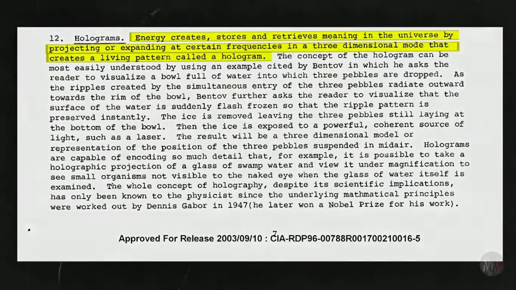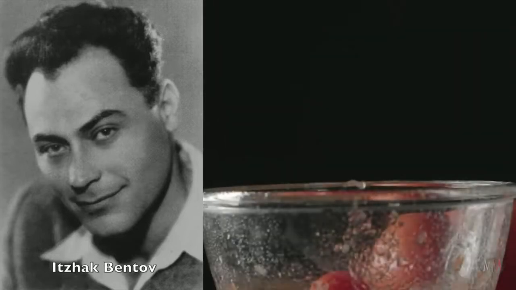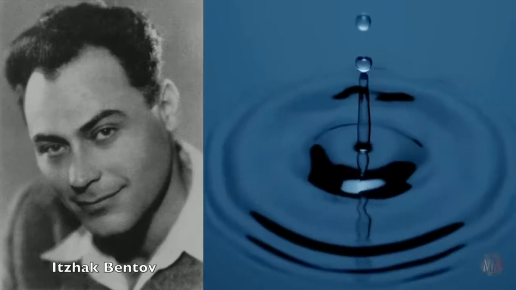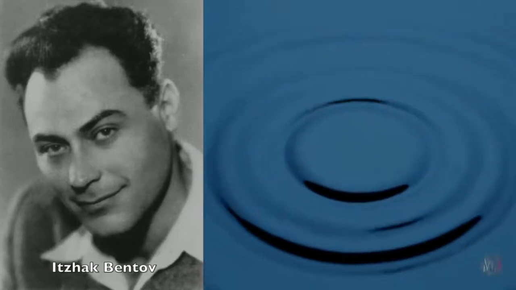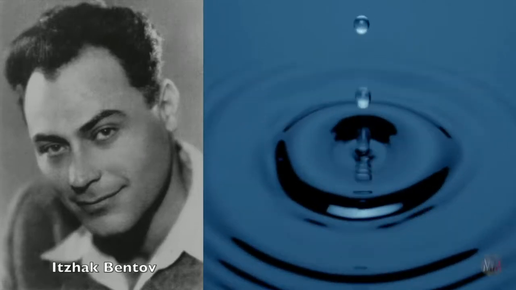The concept of the hologram can be most easily understood by using an example cited by Bentov, in which he asks the reader to visualize a bowl full of water into which 3 pebbles are dropped, as the ripples created by the simultaneous entry of the 3 pebbles radiate outward, towards the rim of the bowl. Bentov further asks the reader to visualize that the surface of the water is suddenly flash frozen, so that the ripple pattern is preserved instantly.